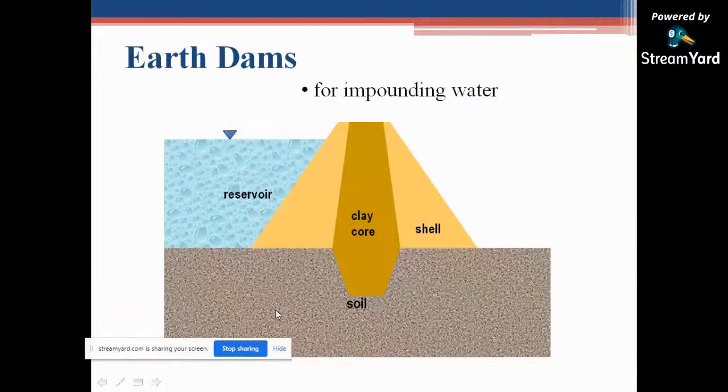Now earthen dams: if the water level is here, for impounding water, this is the clay core and this is the shell and this is the soil.